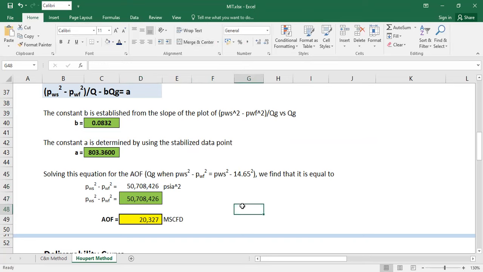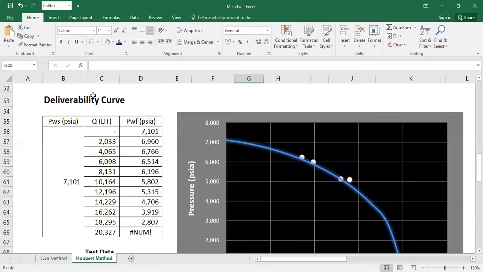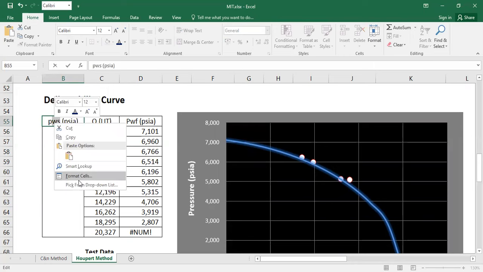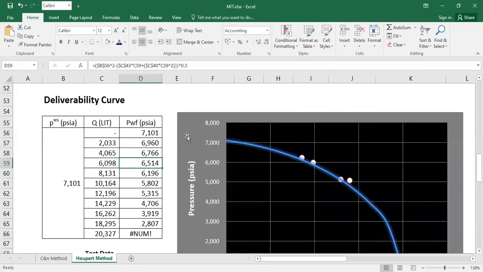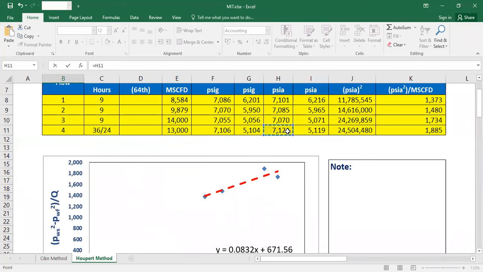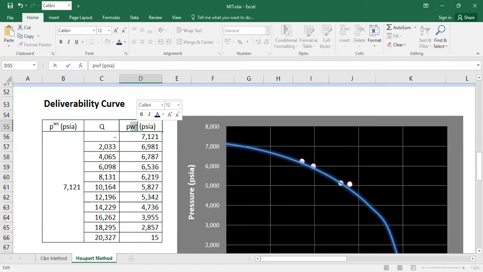So that's quite easy. And the last step will be to construct the deliverability curve. So I prepare the table. The first column will be this one, the static bottom hole pressure. Okay, but let's use this value because this is the main static bottom hole pressure. And the next one is the flow rate. And the last column is for the flowing bottom hole pressure.